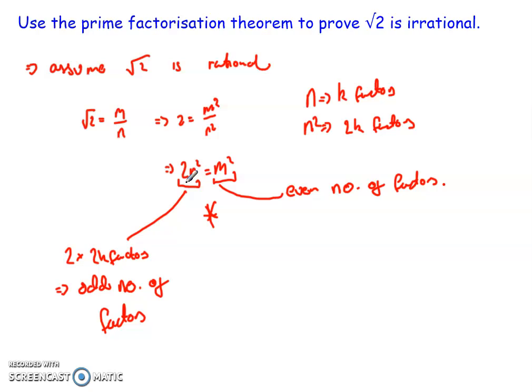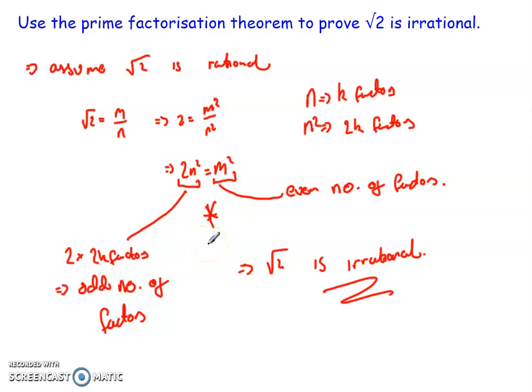So I've assumed it's rational, and I've then contradicted my solution. So I can't get a solution that works for it being rational, which means that that original assumption fails. So because of that, root 2 is irrational. Okay, so it's irrational. And this prime factorization theorem comes into play when we're looking at these number of factors here.